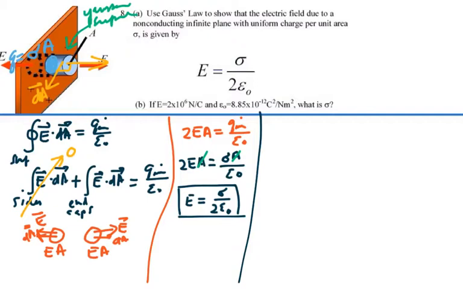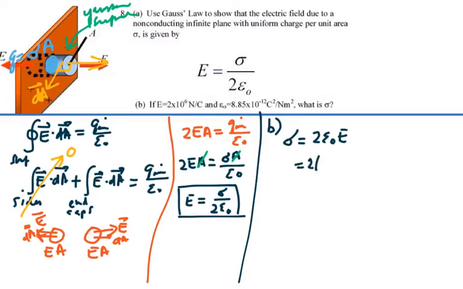Sounds good. Here's part B. If E is equal to 2 times 10 to the 6 newtons per coulomb, and epsilon naught is 8.85 times 10 to the minus 12 coulombs squared per newton meter squared, what is sigma? Well, we can just rearrange this last equation, and we would say that sigma is equal to 2 epsilon naught times the E field.